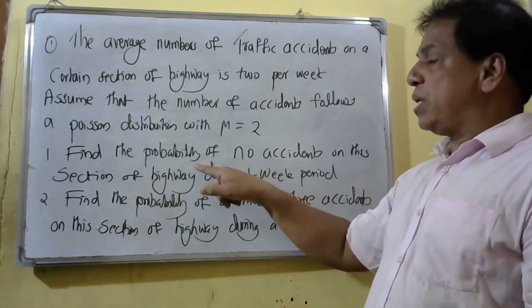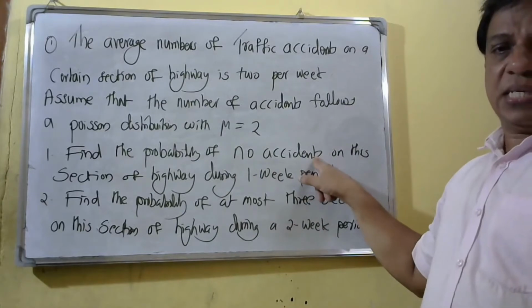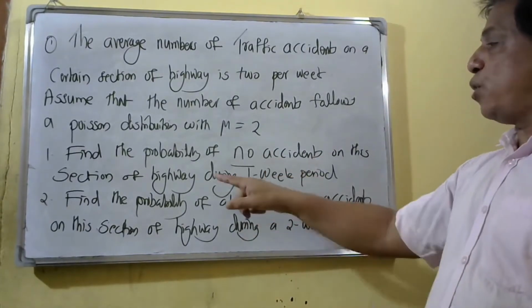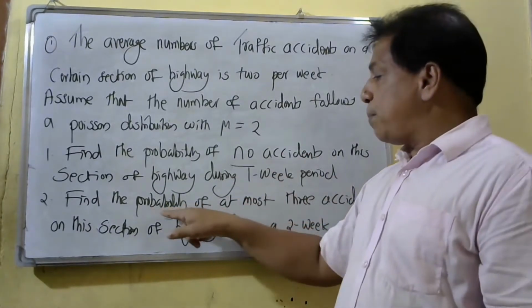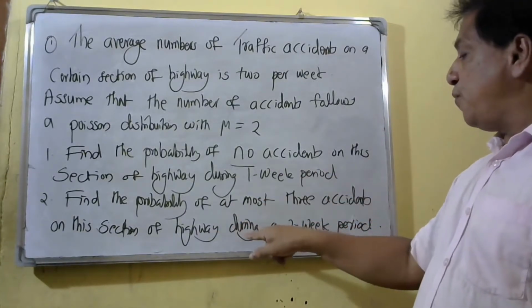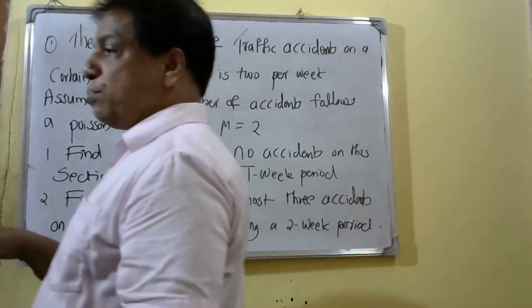The first question, find the probability of no accidents on this section of highway during a 1 week period. The second question, find the probability of at most 3 accidents on this section of highway during a 2 week period. We can work out this problem.